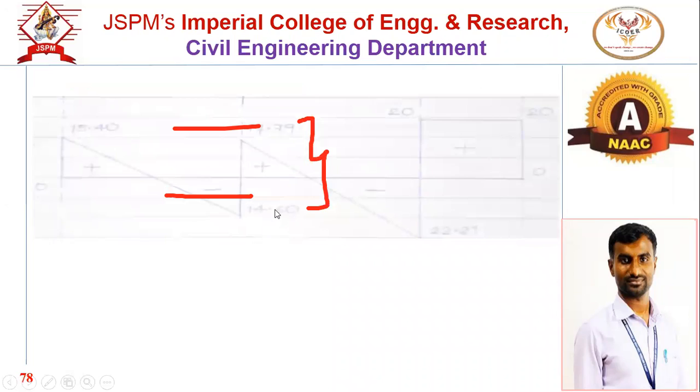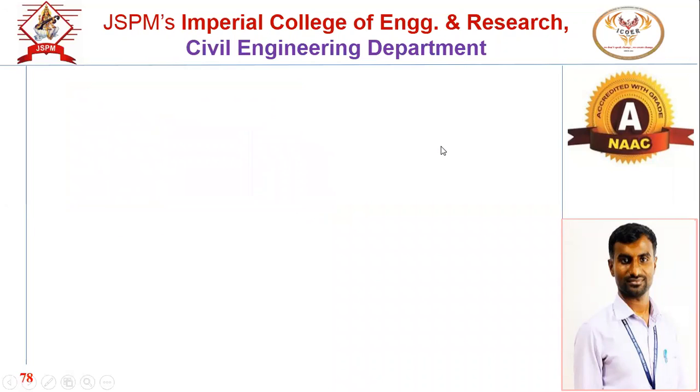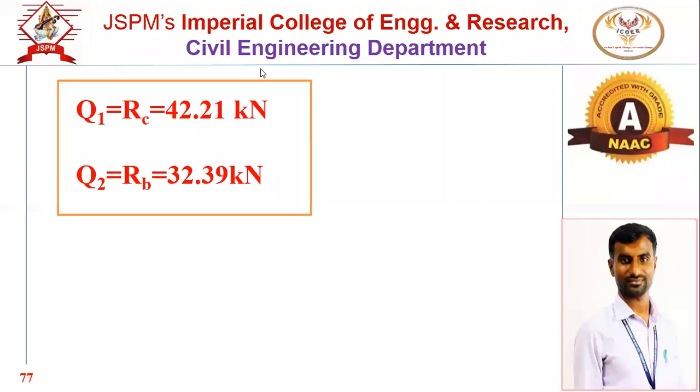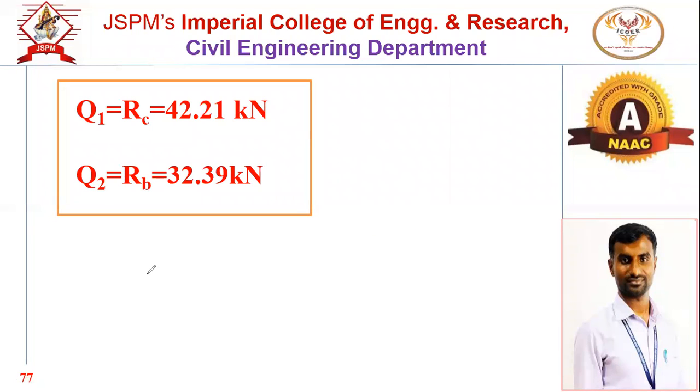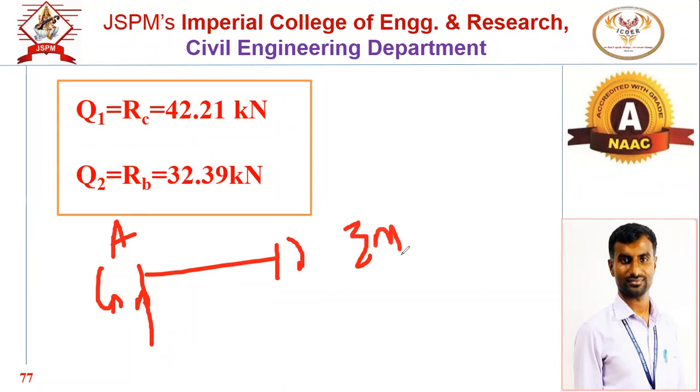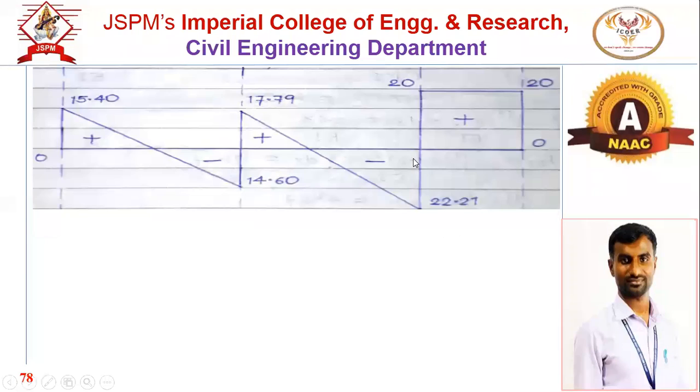Now the remaining reactions we have to find out using summation Fy equal to 0 and summation of moment at point A equal to 0. Then separate the AB span here, and make summation of moment at point B equal to 0. You will get moment at B, the support moment at B, which is equal and opposite. So this is the reaction. If you apply summation Fy equal to 0, 15.4 is the Ra.